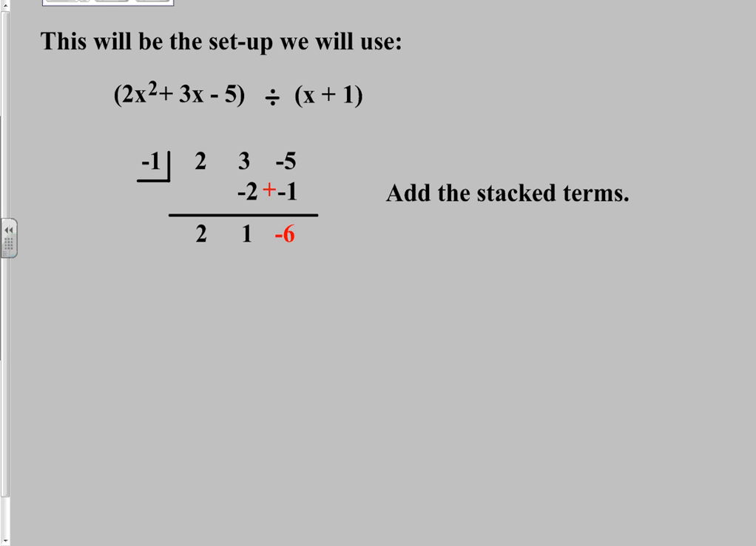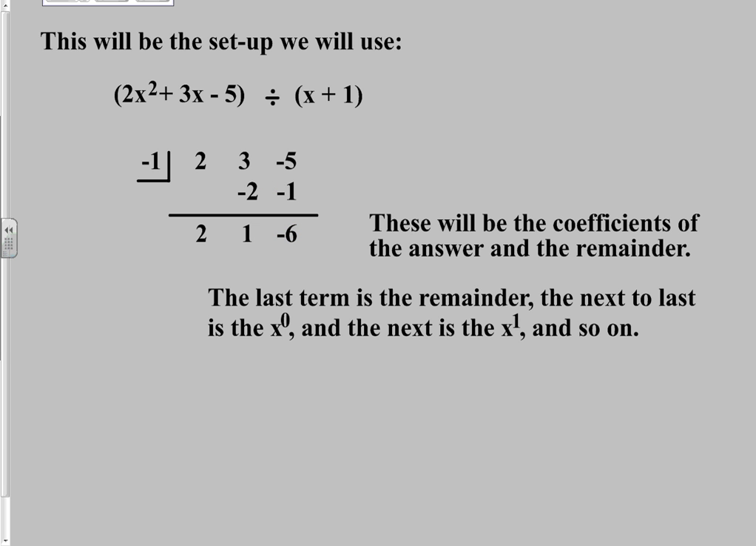Okay, once you get to the point where there are no additional coefficients going to the right, like we're at right now, we are at a stopping point as far as the math is concerned. These values that you just arrived at are going to be the coefficients of the answer and the remainder.